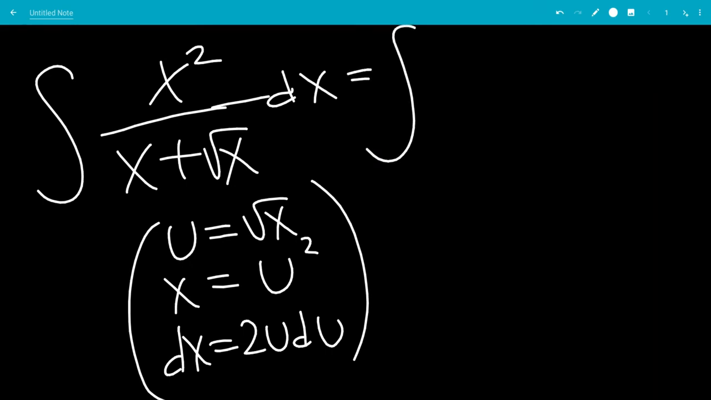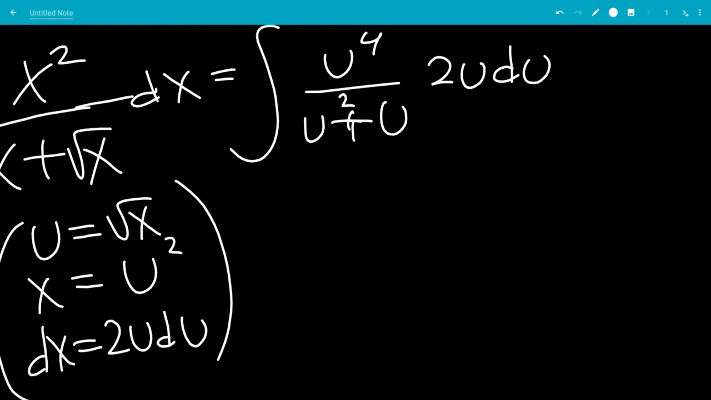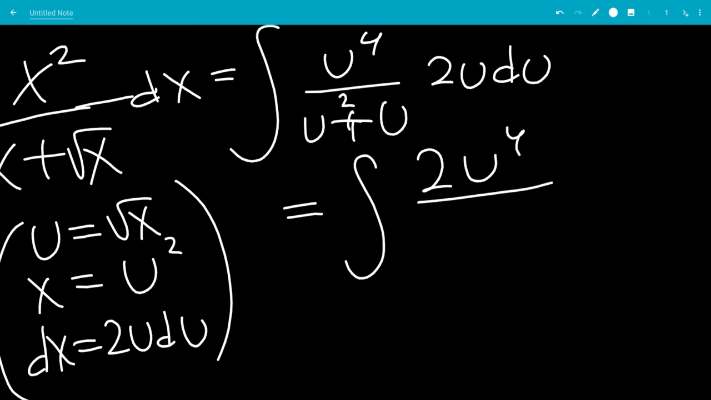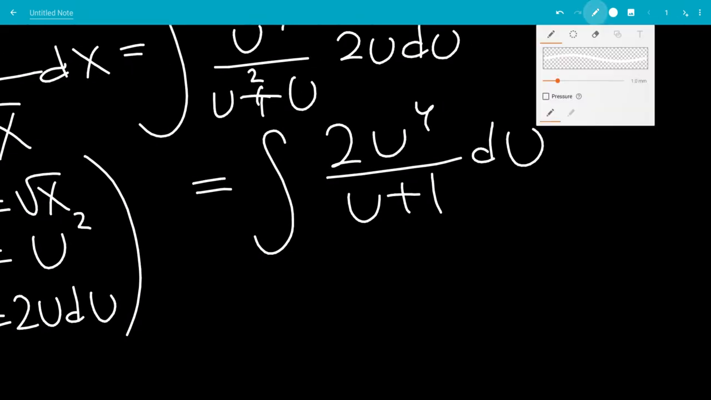This will be the integral. x squared will be u squared squared, which is u to the fourth, over x will be u squared plus square root of x, which is u. And then dx will be 2u du. We can divide by u on top and bottom, leaving us with the integral of 2u to the fourth over, now we're going to have u plus 1 when we divide by u, and we're going to write the 2 on the outside.